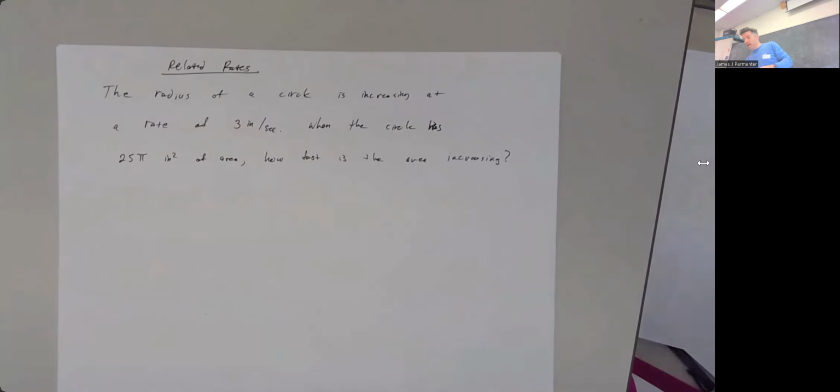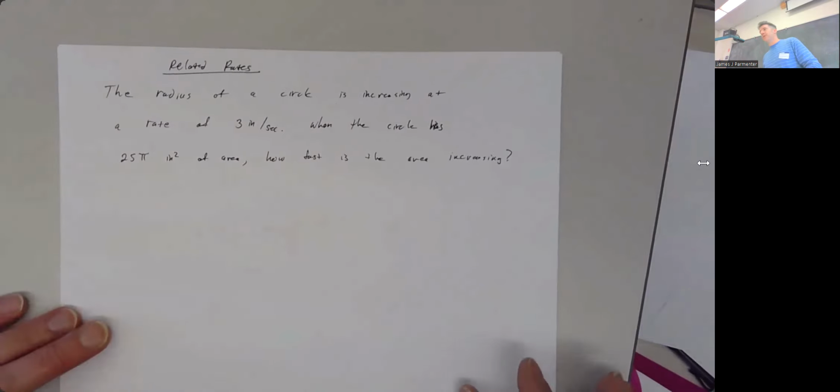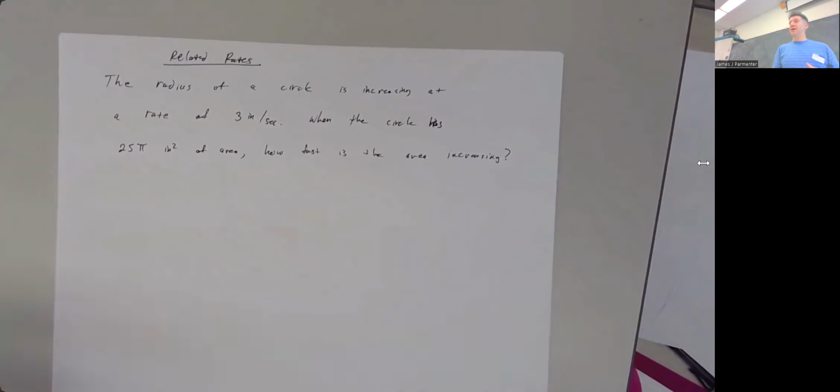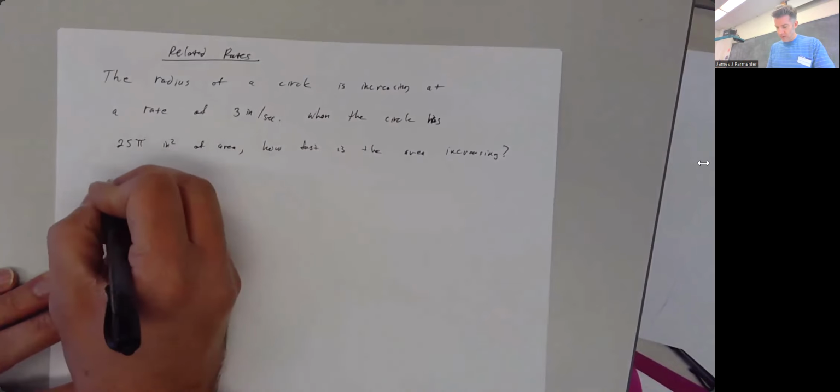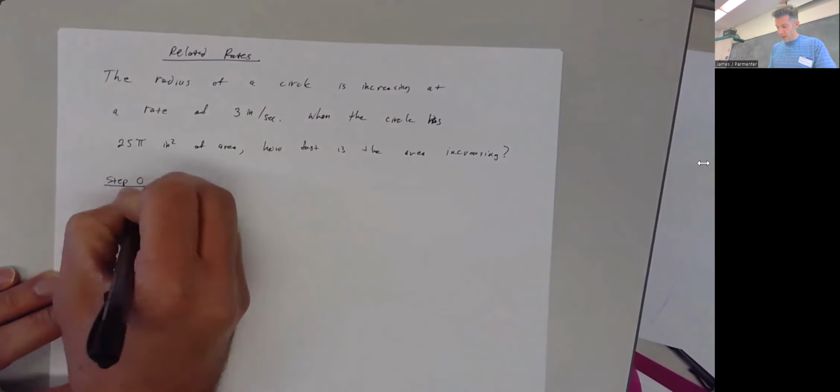So in a related rates problem, I have a 4 or 5 step method that I feel like usually works. So the 0th step, that we sometimes apply and sometimes don't, is to draw a picture. Sometimes a picture is helpful, sometimes it's not, or sometimes you really can't. Here with the circle, sure, step 0, draw a picture.